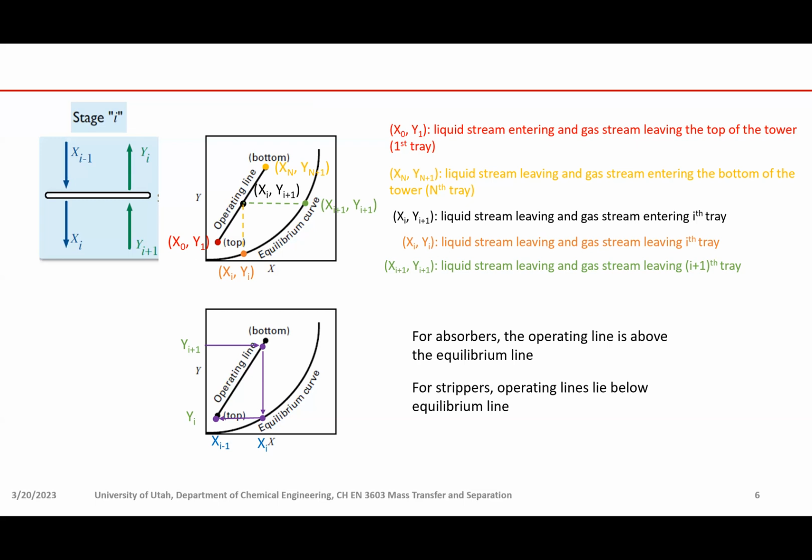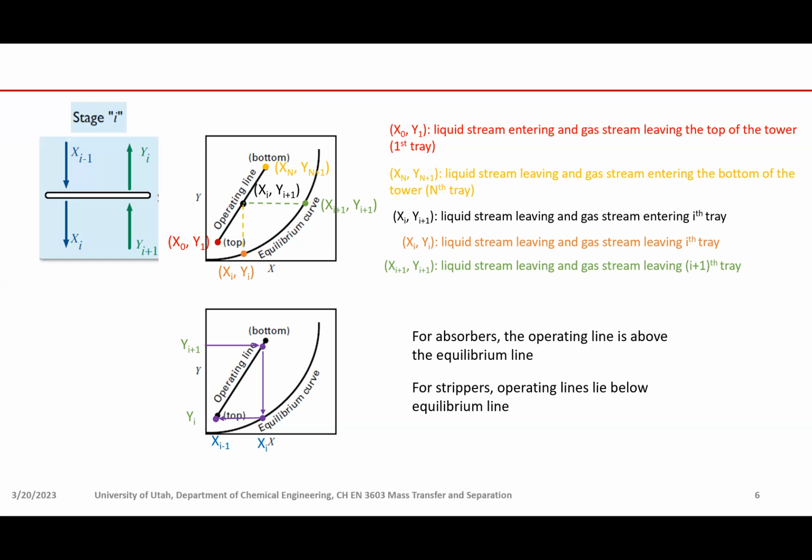So from this, what we can get is for absorbers, the operating line is above the equilibrium line. So the operating line is above the equilibrium curve for an absorber. For a stripper, the operating line lies below the equilibrium curve. Why? The reason is this. Let's say we compare this point with this point. They have the same x coordinate. They have different y coordinates. So this point is here, this point is here.